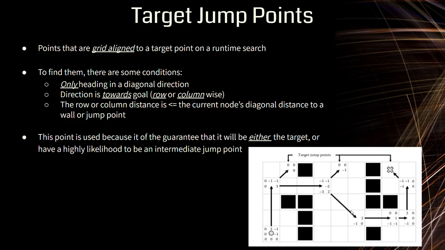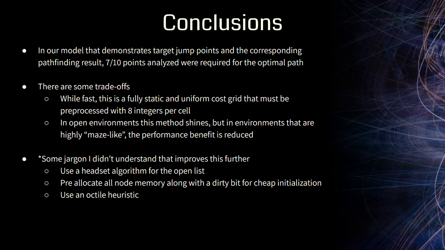So in terms of what all this means, in the model that demonstrated the target jump points and the end result of the pathfinding, of 10 nodes analyzed, 7 were used, meaning it's very efficient. There are some trade-offs. While fast, it's a fully static and uniform cost grid that's used, so it must be pre-processed and have 8 integers per cell. And in open environments, this method shines, but in environments that are highly maze-like, the performance benefit is reduced by a lot.